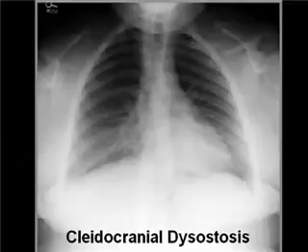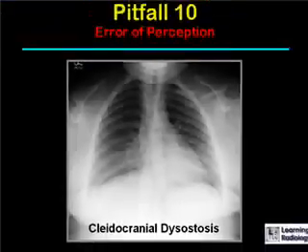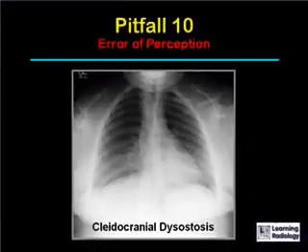This is a patient who has a disease called cleidocranial dysostosis, which is a developmental disease in which midline structures sometimes don't form correctly, such as the clavicles. So this could be an error of perception in which a particular portion of the film was not viewed because of abnormalities perceived on another area of the film.